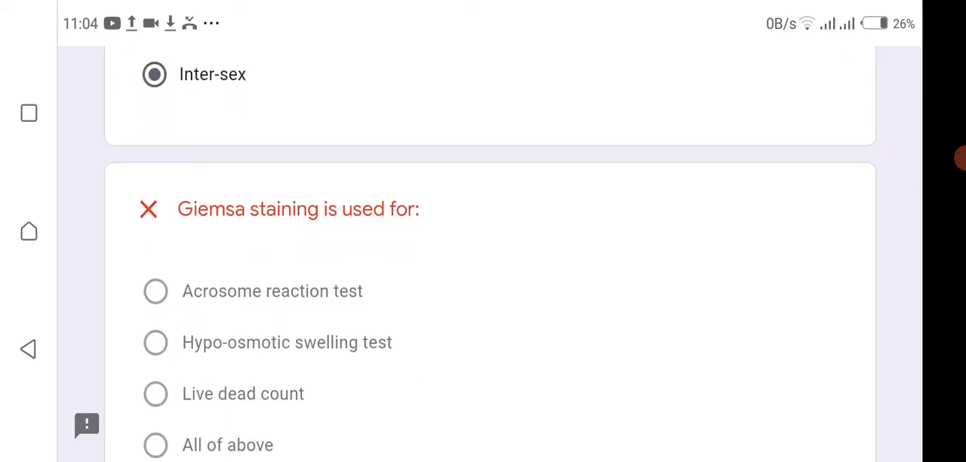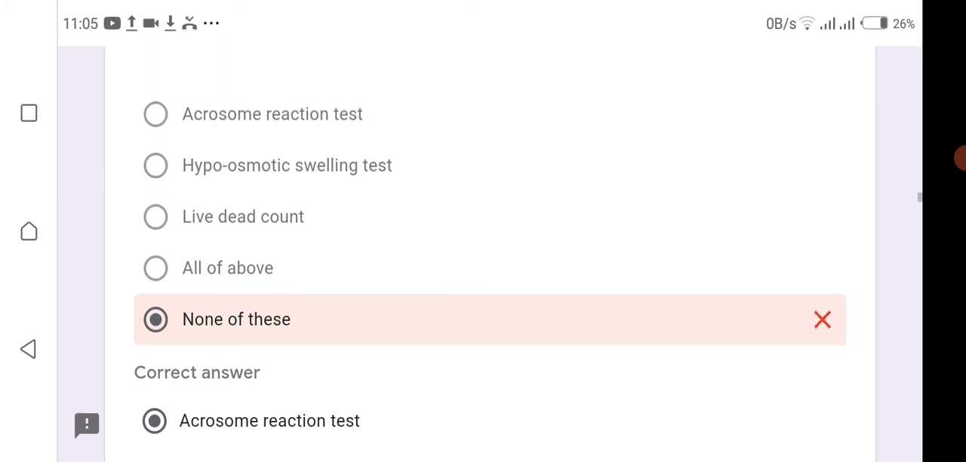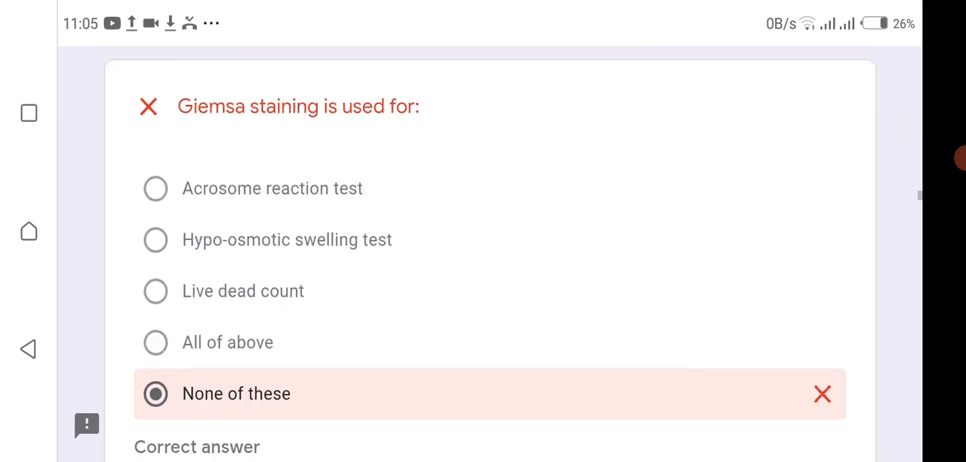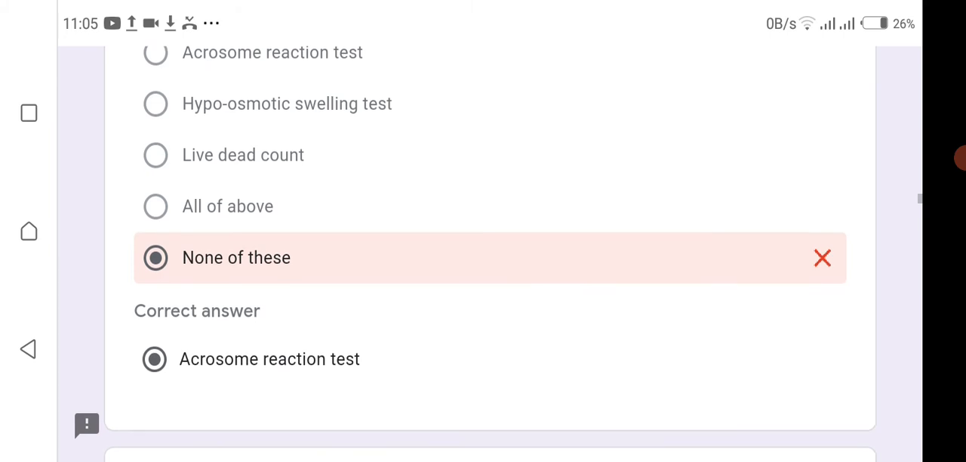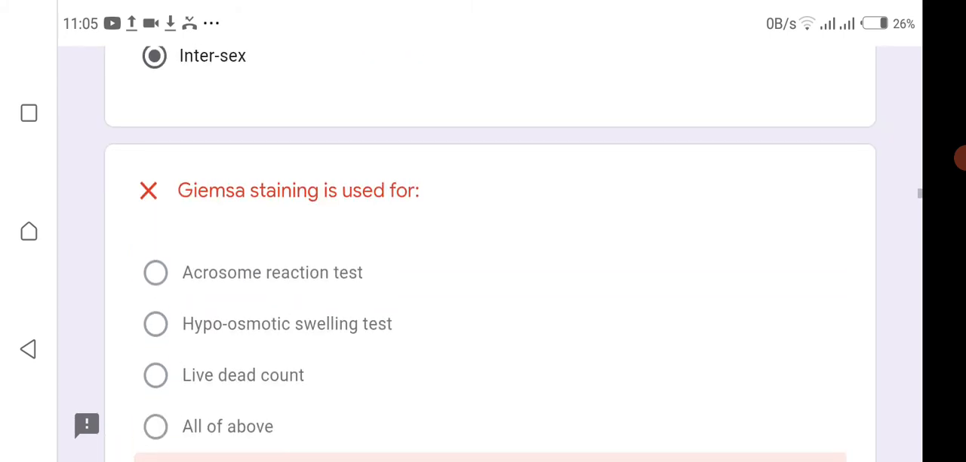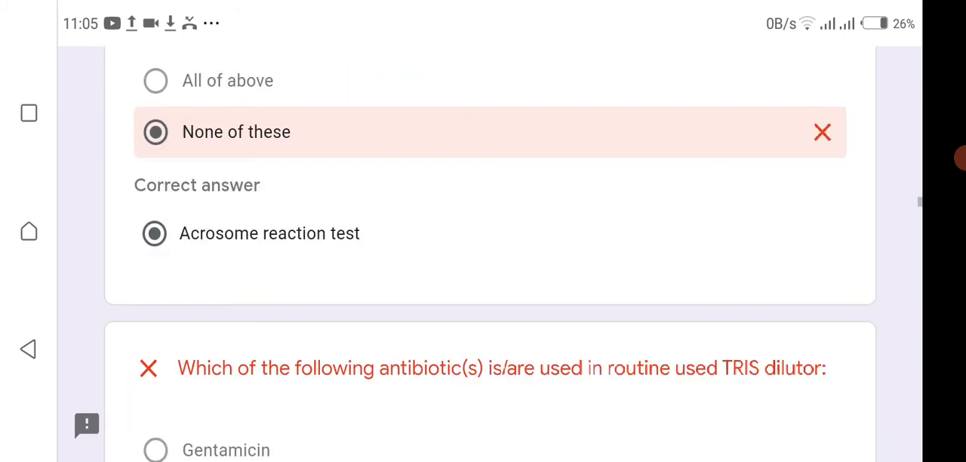Giemsa staining is used for acrosome reaction test. Giemsa stain is used for acrosome reaction test to check the acrosome reactivity. The staining is Giemsa staining.